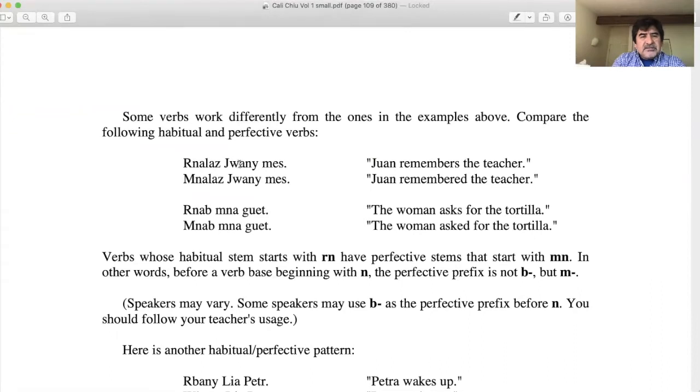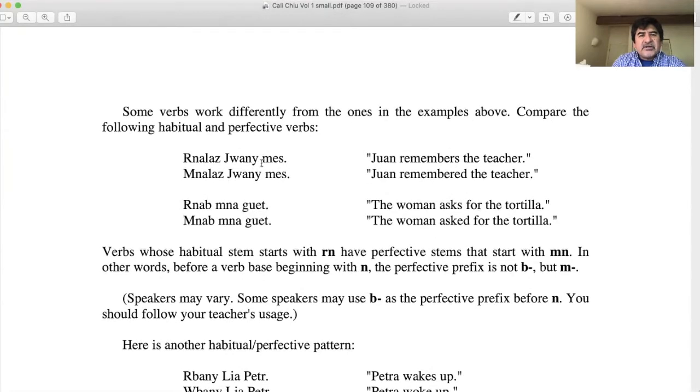The next sentence is Juan remembers the teacher. So here we go. So it's the habitual form, Arnalas Juan mess. And then we just talked about how the R turns into B, right? But now, as you guys can see, this is an M for the perfective. Nalas Juan mes.